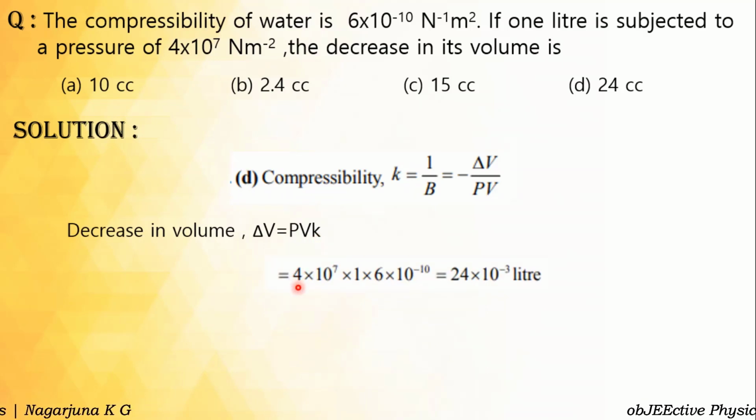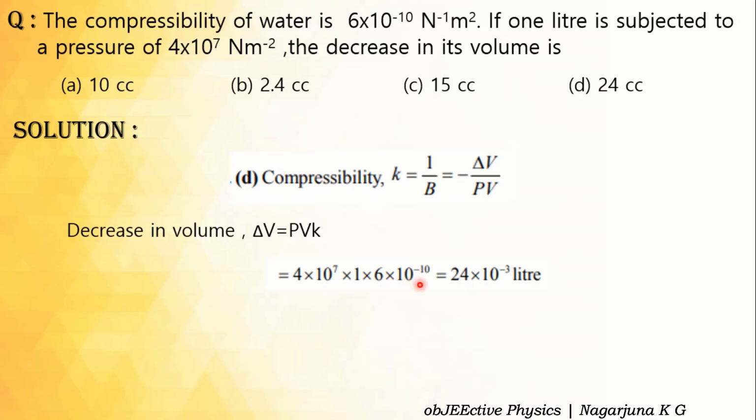By substituting the values given in the question, P is given 4 into 10 power 7 Newton per meter square, into volume is given 1, into 6 into 10 to the power of minus 10, the K value, that is equal to 24 into 10 power minus 3 liter.